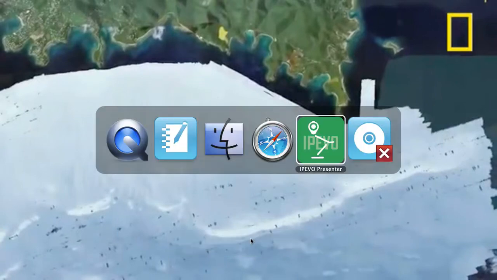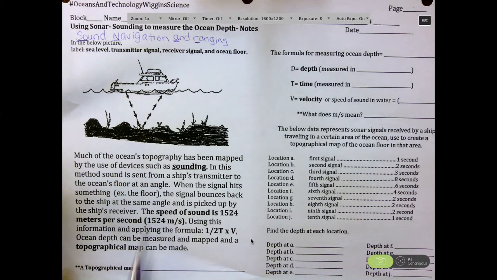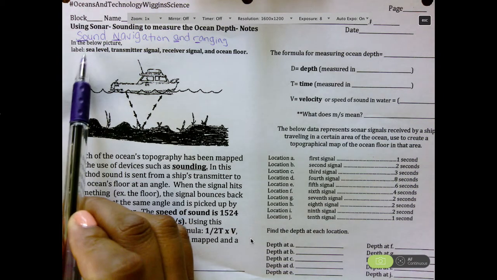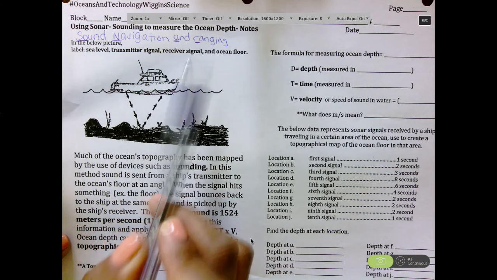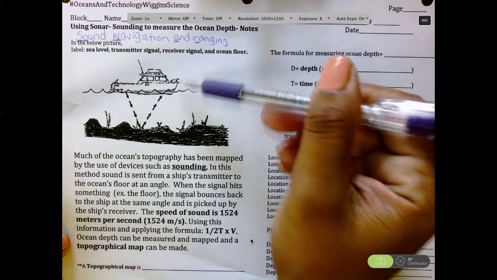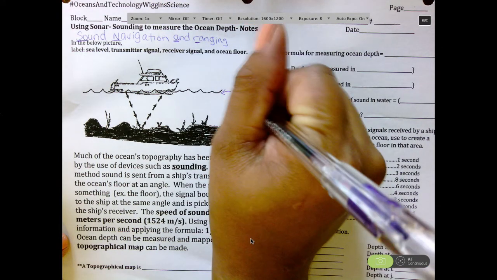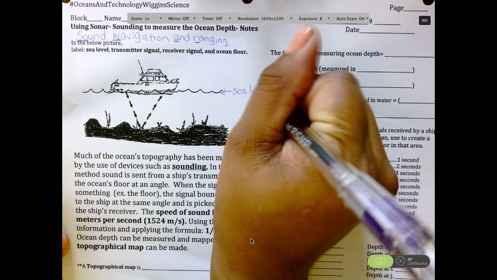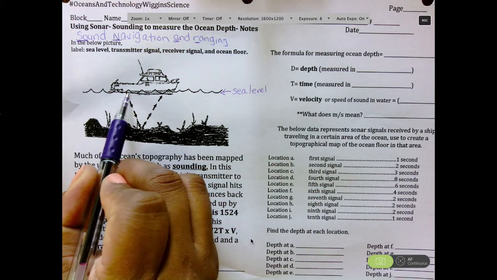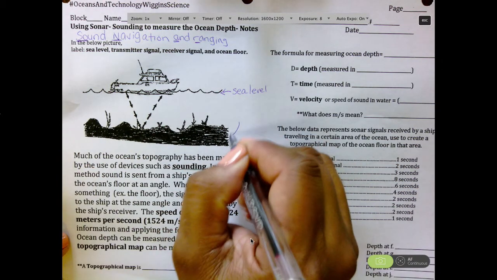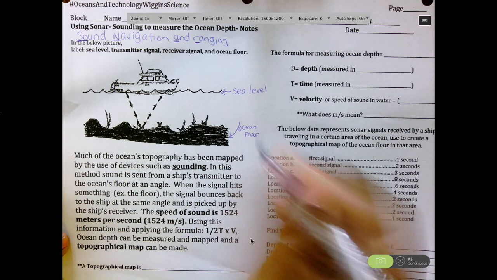All right, so that is what we're talking about here, measuring the ocean floor. Before we do that, let's just take a look at this picture. In this picture, we need to label sea level, transmitter signal, receiver signal, and ocean floor. So when we look at this picture here, we can identify this area as being sea level because it's the top of the water and it's what the boat is traveling across. Down here, this is your ocean floor.